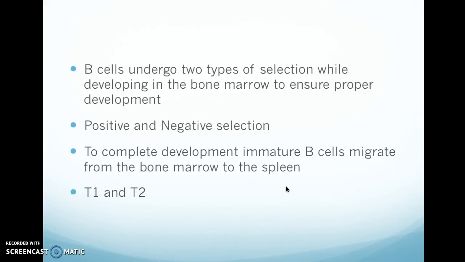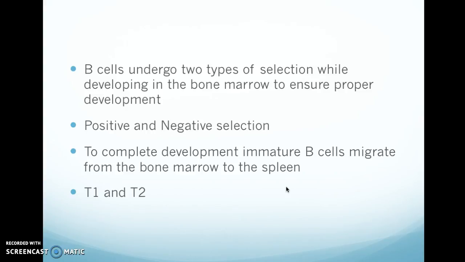To complete, immature B cells migrate from the bone marrow to the spleen, passing through two transitional stages, T1 and T2. Throughout their migration to the spleen and after spleen entry, they are considered T1 B cells. Then when they're in the spleen, T1 B cells transition to T2 B cells.